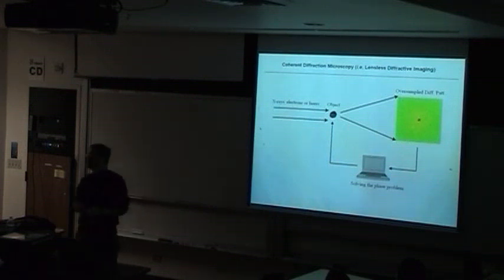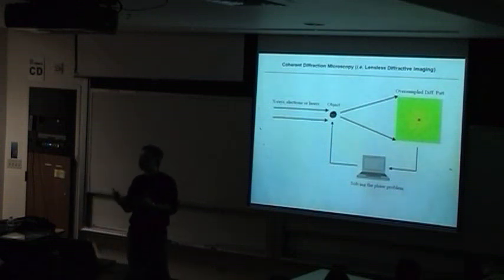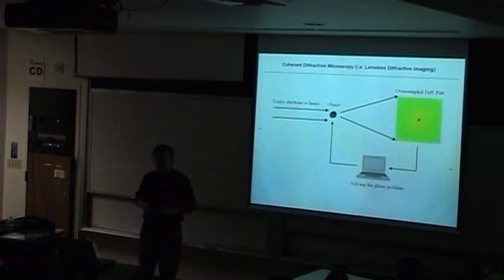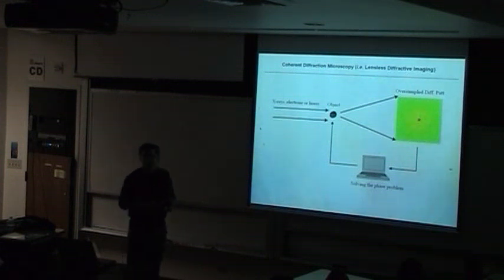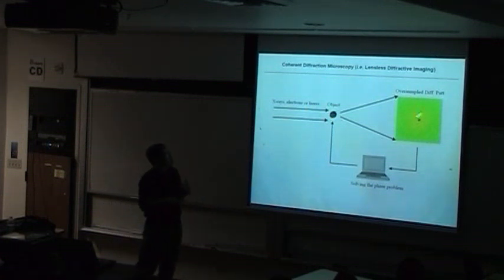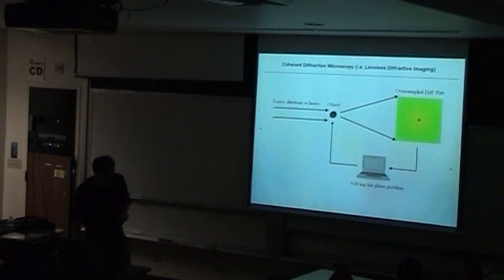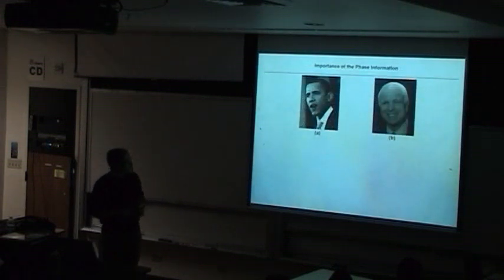That's just the inverse problem. We have to solve the so-called phase problem: we only measure the magnitude, but not the phase information. The idea is very simple. You have an X-ray free-electron laser shine on an object, you get a coherent diffraction pattern, and you solve the phase problem. Let me just show the importance of phase information.